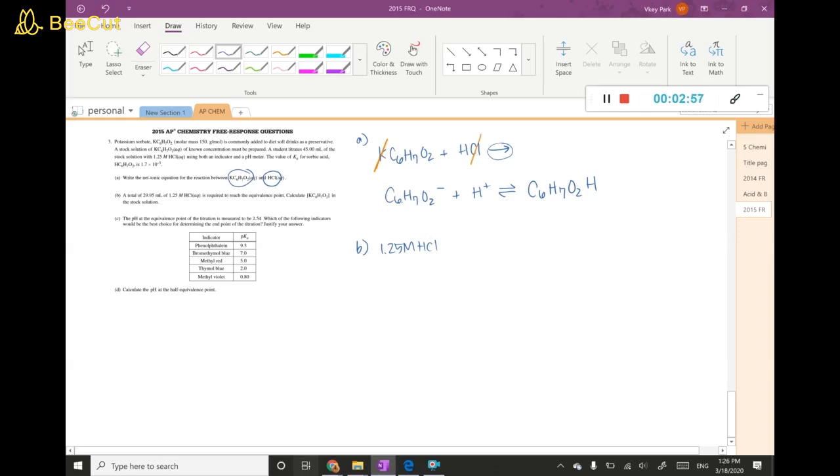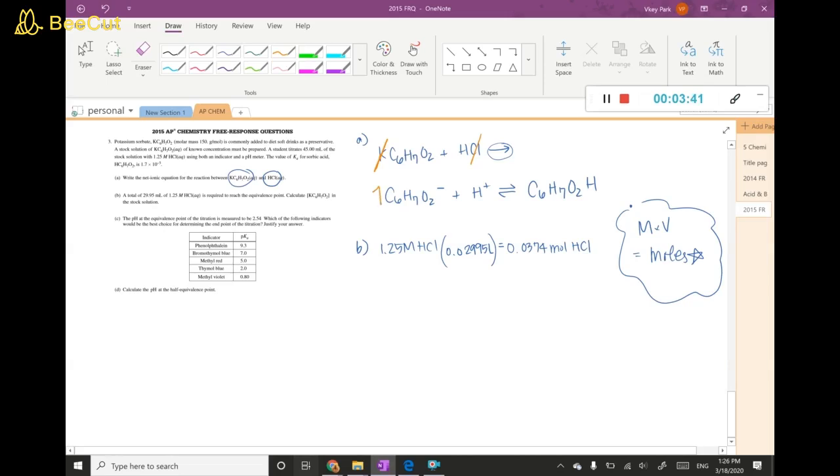So if you remember M times V, side note, M times V, molarity times volume, it's always going to give you moles. If you remember this, you can actually do this question really easily. So molarity, I am just going to multiply this out by the volume, and the volume has to be in liters. So it's 0.02995 liters, and I end up with 0.0374 moles of HCl.